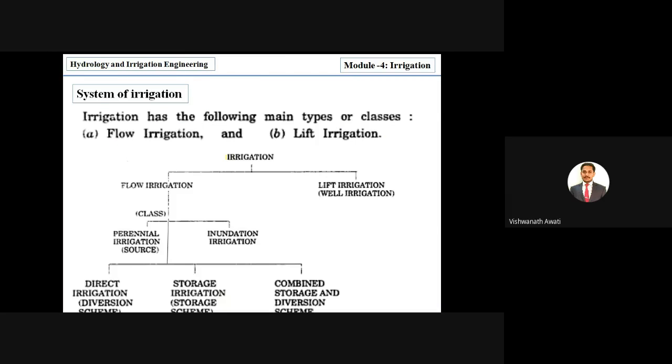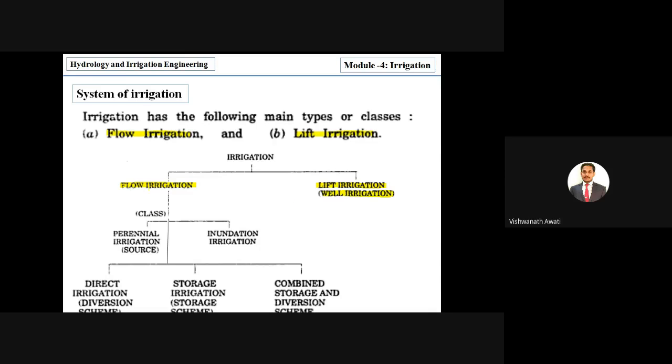Next we will study the system of irrigation. Here are the types of irrigation. Many types of irrigation are there, but mainly it is flow irrigation and lift irrigation, right? We will see what we mean by flow irrigation and lift irrigation. As I told, it is a flow chart, and irrigation is divided into mainly two parts: flow irrigation and lift irrigation. Lift irrigation is also known as well irrigation. Lift is mainly used when the water level is lower than the irrigation area. Then we use a pump.